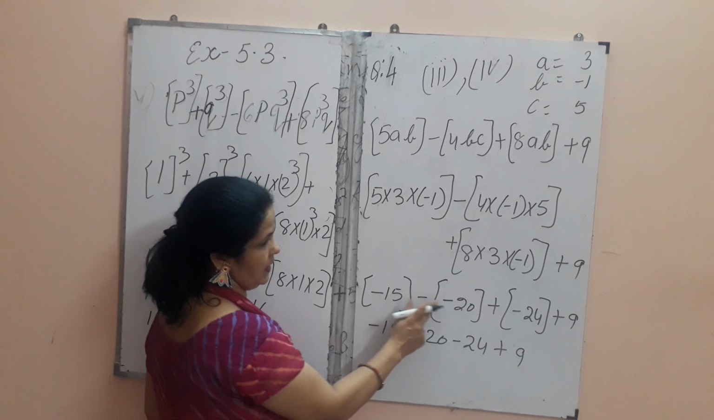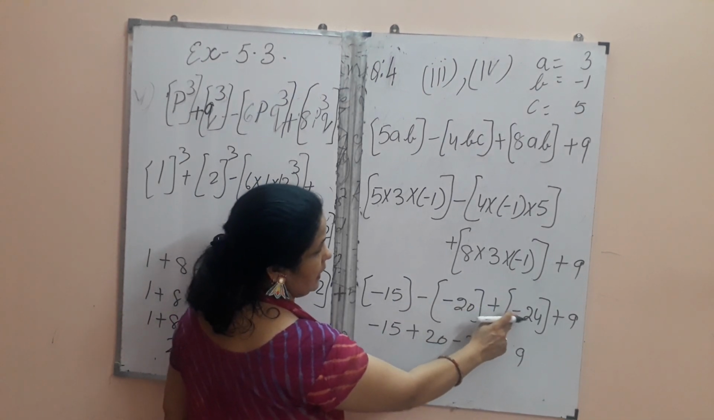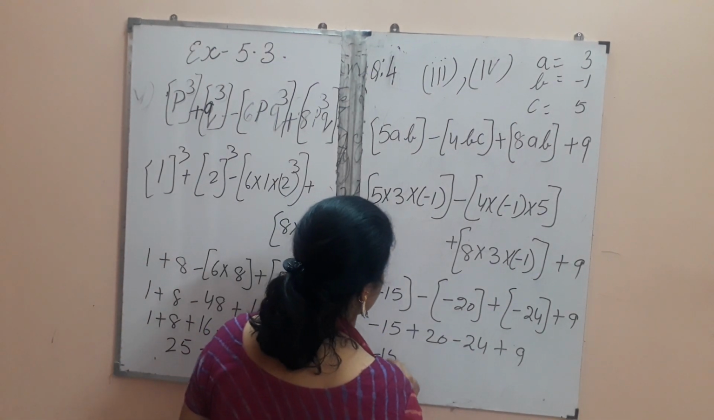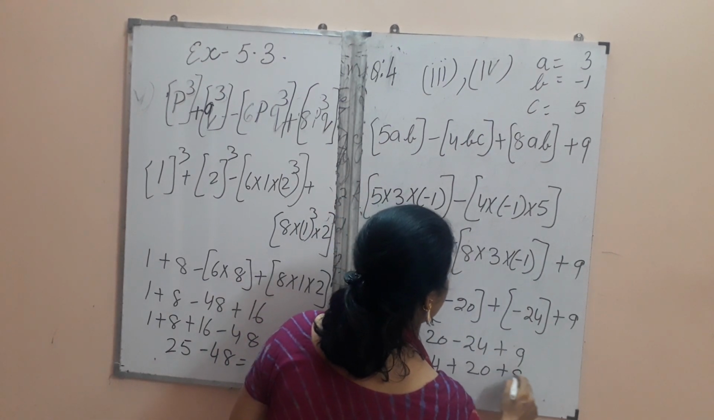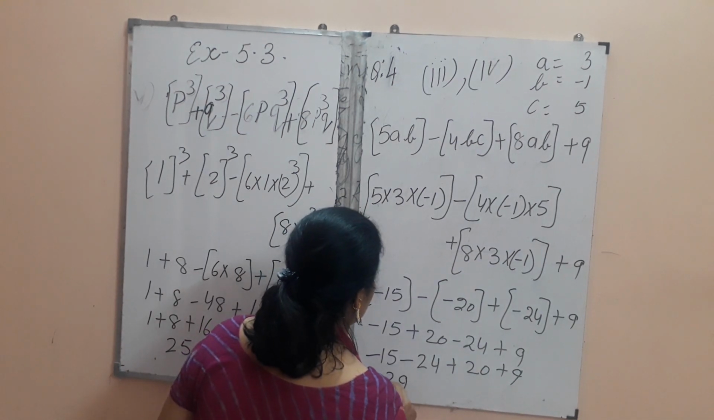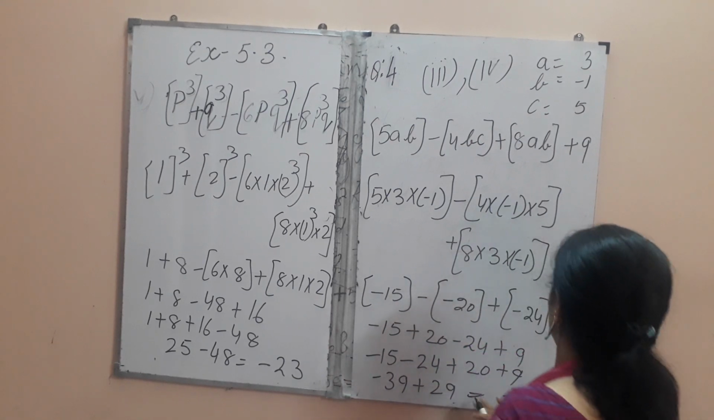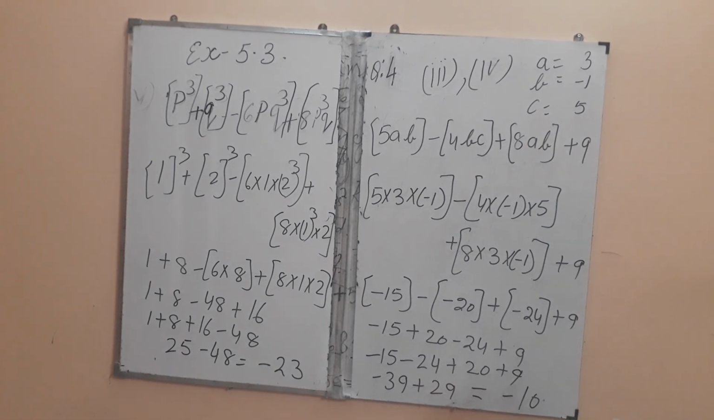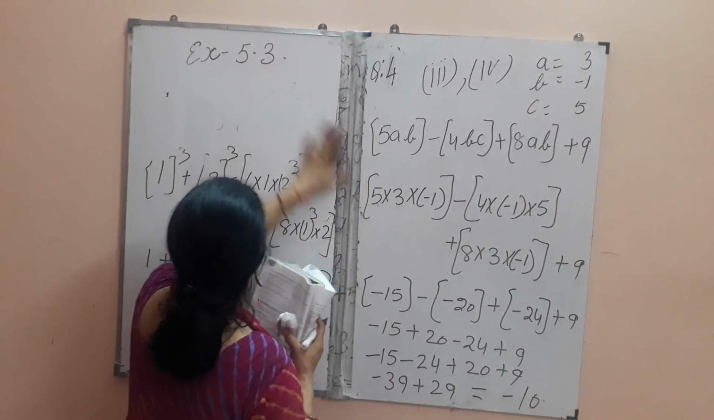Outside, if minus sign is there, inside sign will change into its opposite. If outside plus sign is there, inside sign will remain same. Now we will do minus minus separate and plus plus separate. 20 plus 9 is 29, minus 39 plus 20 is minus 10. Minus 10 is the answer. The steps are same, the rules are same, only the number of variables are changed. Now we will solve the fourth part of this.